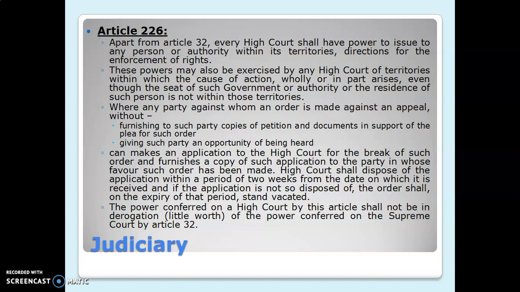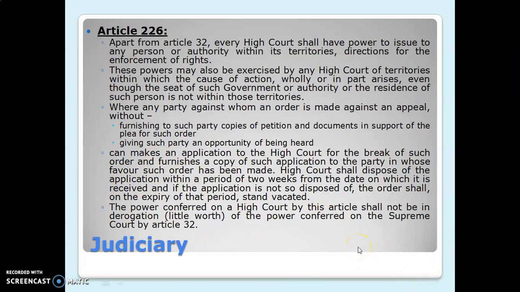So it is the responsibility of the court to check the genuineness and to give the opportunity to the person against whom the complaint has been received, right? So in this case, if such a copy has not been provided to the other party, that party can make an application to the High Court for the setting aside of such order, saying that the procedure has not been followed, and he can file an application in the High Court and furnish a copy of such application to the party in whose favor such order has been made.